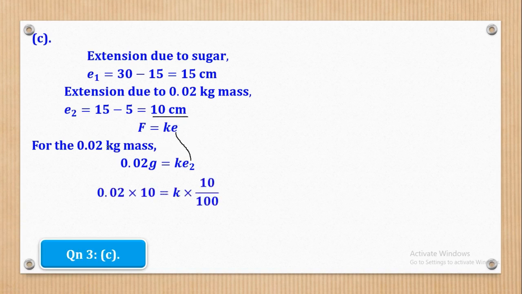But remember, it has to be in SI units. So mass is that, g is 10, and this extension we have to convert to SI units. So 10 centimeters, converting it to meters, will be 10 over 100. We'll see that we only have one unknown, and when I make k the subject, I'll come up with my k as 2 Newton per meter squared. So this is the force constant.